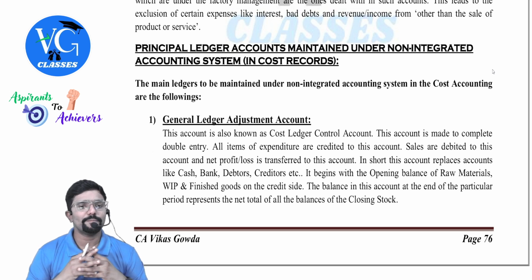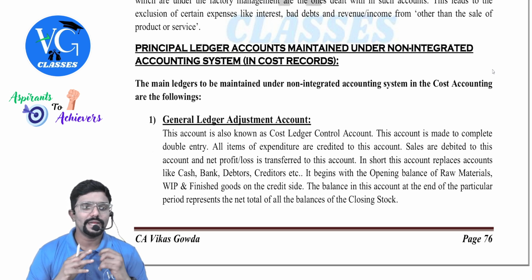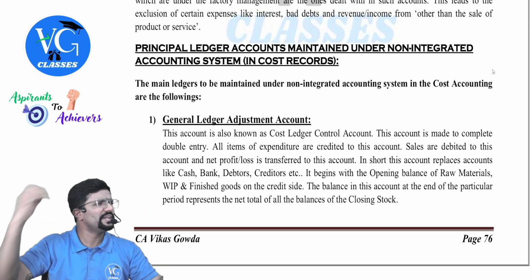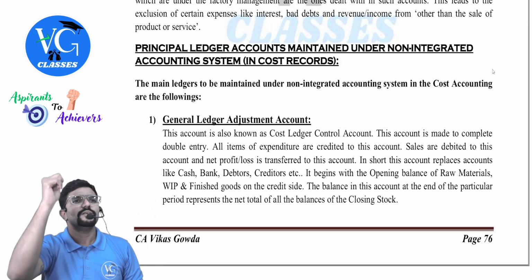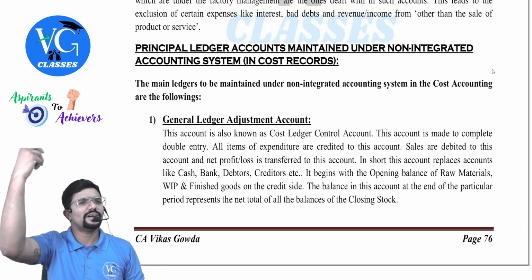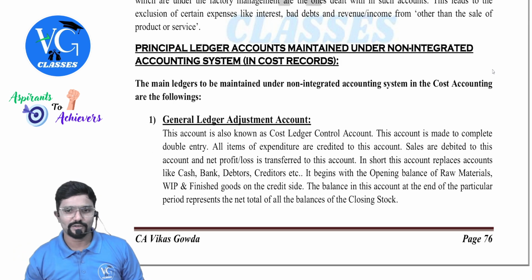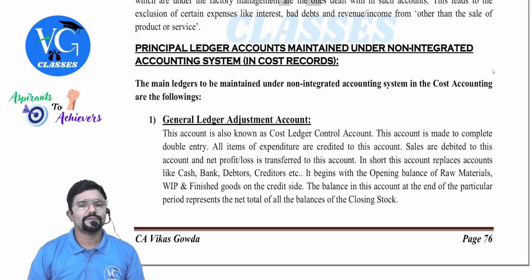This account is made to complete the double entry system. All items of expenditure are credited to this account. What would be the entry, guys? For any expense, for any overhead, what is the entry? Overhead account, expense account, or wages control, whatever it is, to general ledger adjustment.